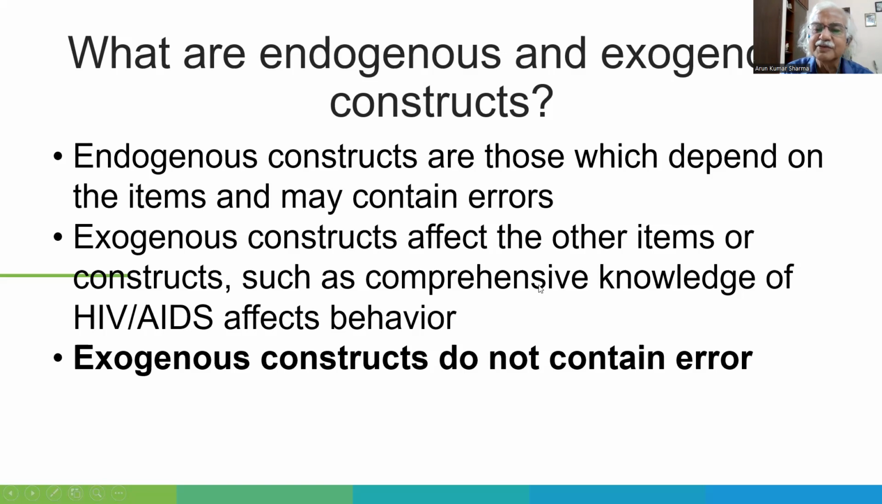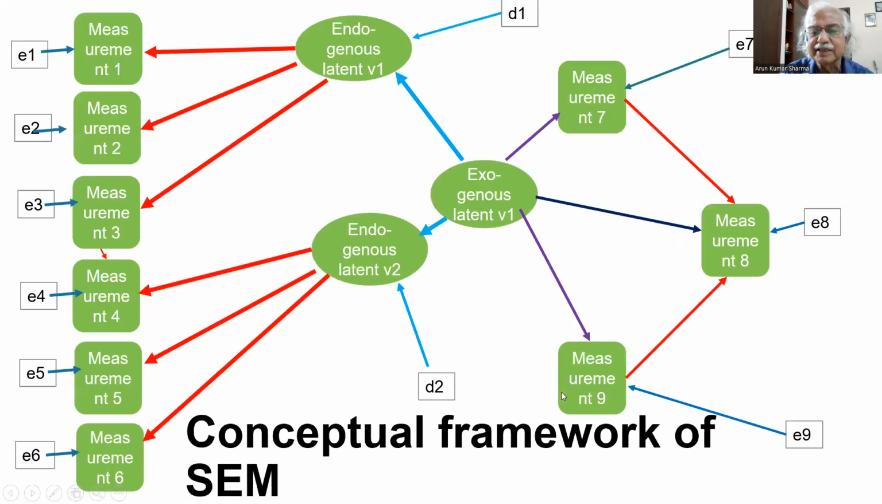There are others which affect the other items or the other constructs. They are called endogenous and exogenous variables in the path analysis. Path analysis contains only variables, while structural equation modeling considers both variables as well as factors or constructs. Exogenous constructs do not contain error. This is the conceptual framework of structural equation modeling.